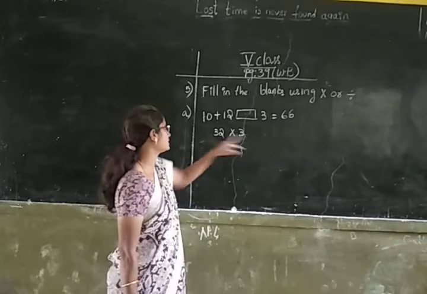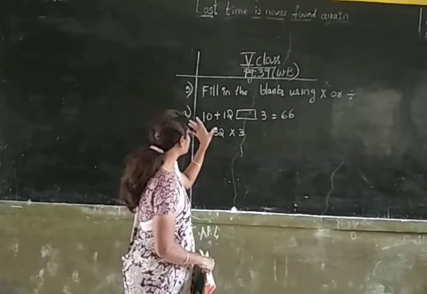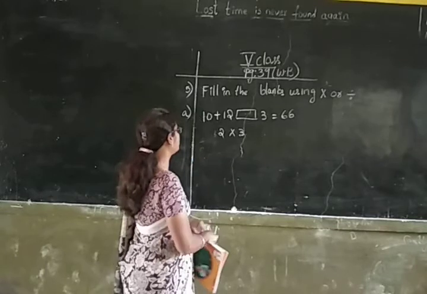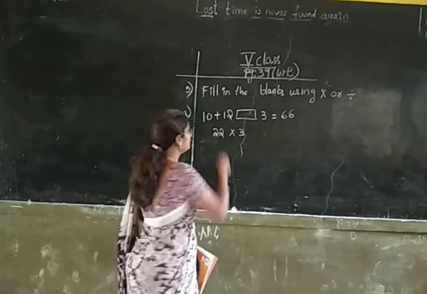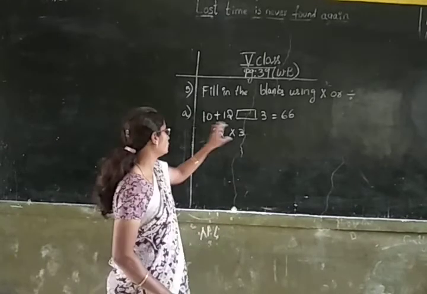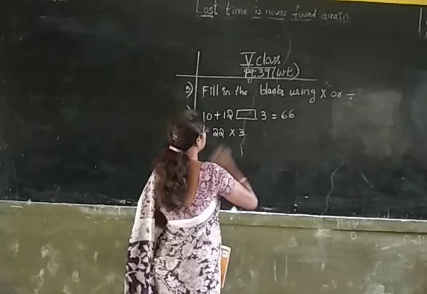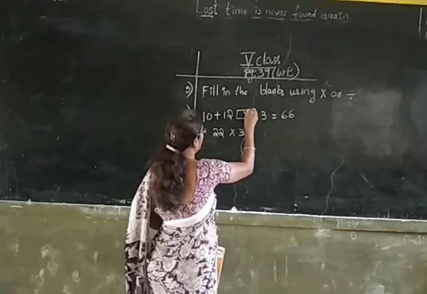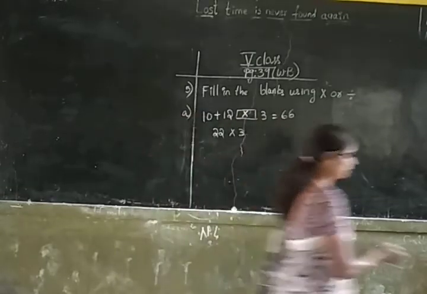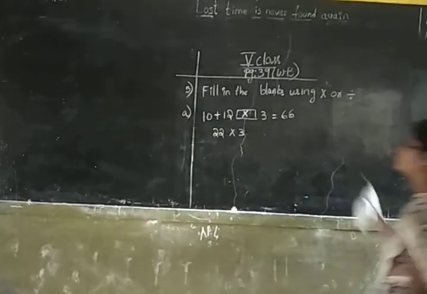3 2s are 6. 3 3. Sorry children. 10 plus 12 is equal to 22. 22 into 3. 3 2s are 6. So here we have to place the into symbol.